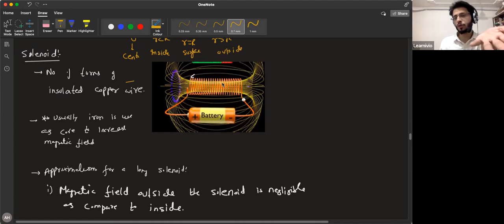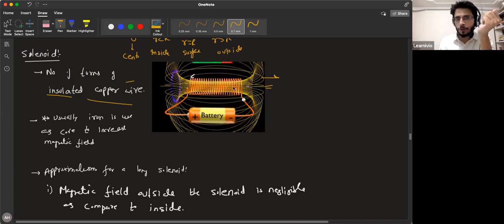See what is solenoid. This is a typical solenoid. A solenoid consists of a number of turns of a wire. You take a number of turns of a wire and you pass current through it. It generates a magnetic field. These are the magnetic field lines of the solenoid. So it consists of a number of turns of insulated copper wire.